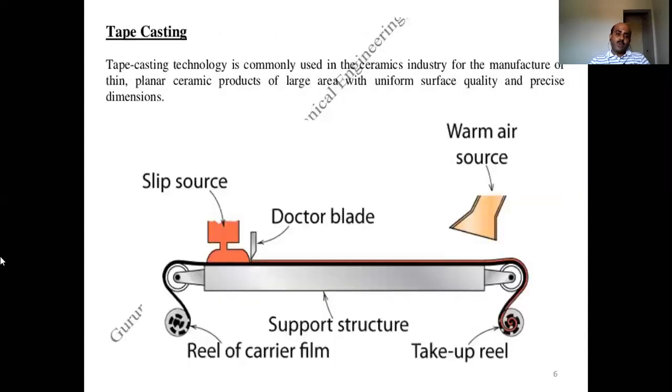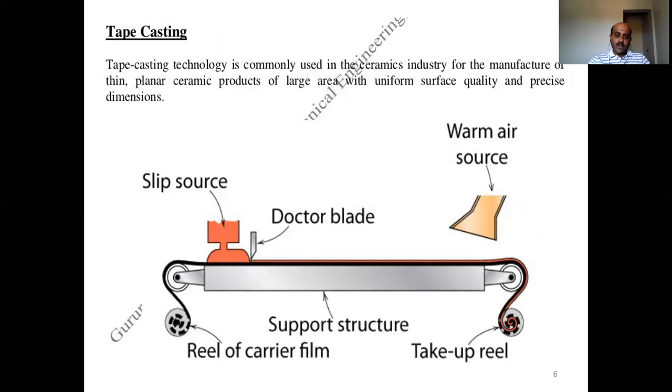So the process is a little bit specific for the ceramic materials, but still we can use it for the powder metallurgy technique in a similar fashion. But this is a very rarely used technique for getting the shape for the powder. So the process is a little bit cumbersome here.